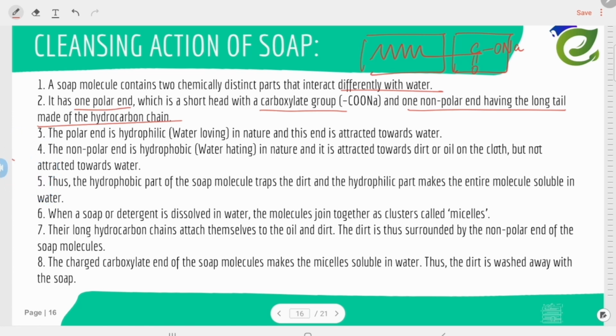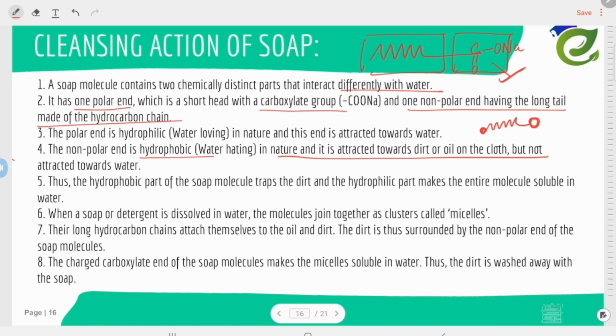The polar end is hydrophilic in nature and this end attracts towards the water. The non-polar end, hydrophobic in nature, attracts towards dirt. If there is dirt, the non-polar end attracts it and the polar end makes it soluble in water.